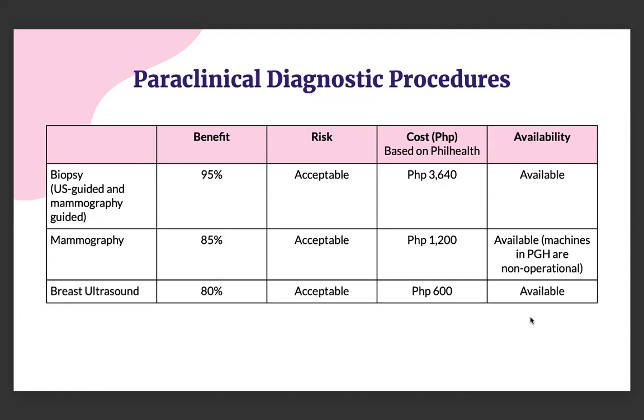And finally, breast ultrasound. It has the least benefit of all three, so 80%. It has a sensitivity of 76% and a specificity of 84%. It's acceptable and it's only 600 pesos when it's done in FMAB, and it's also available. But it's only done as an adjunct to mammography, and it should not be used alone.